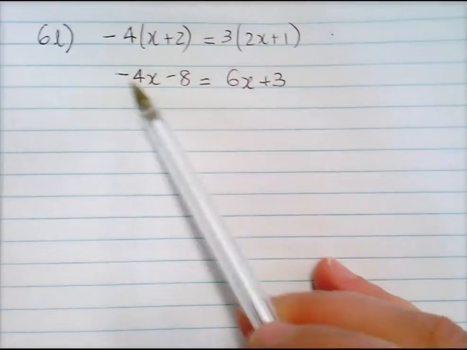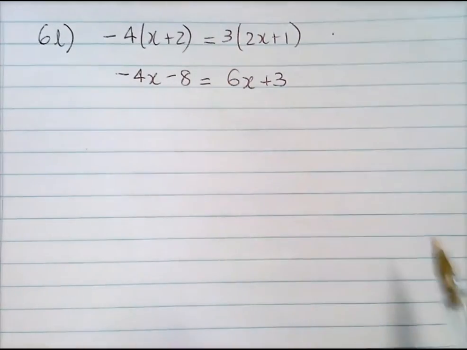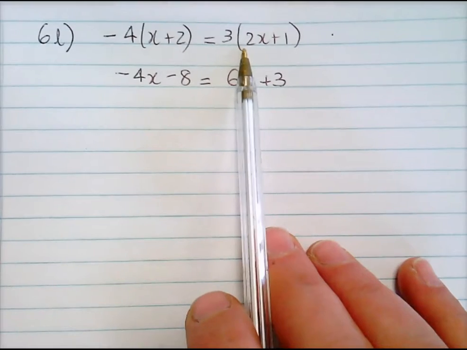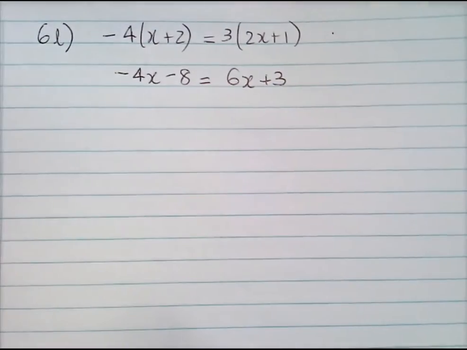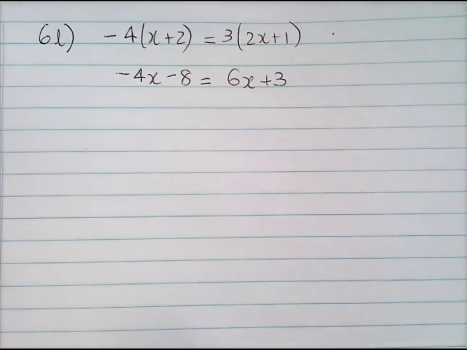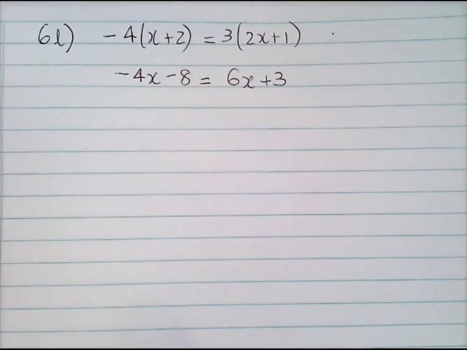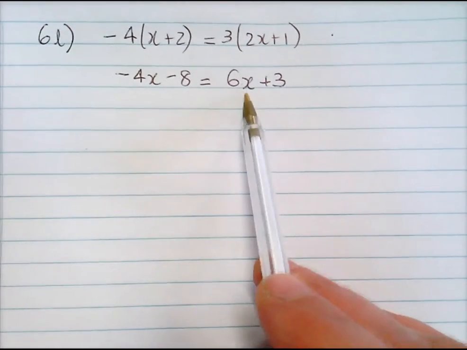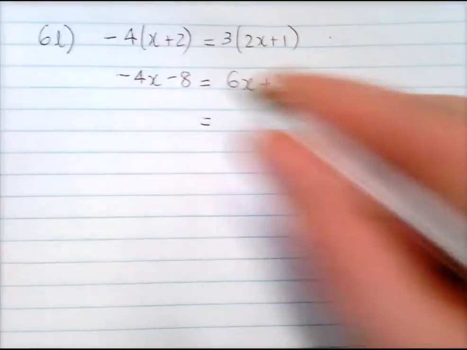Now, girls, just a little hint here for question 6L. If you're debating whether you should put your pronumeral on the left or right, just see which one's bigger, positive 6x or negative 4x. 6x is larger than negative 4x, so go to the side with the larger pronumeral. The larger coefficient of the 6x is bigger than negative 4x, so I'm going to put pronumerals on the right. If you put all the pronumerals on the left, you're going to get a negative in front of the x. So we're going to put pronumerals on the right.